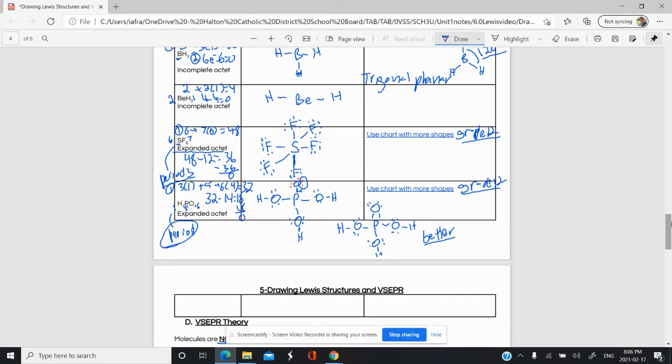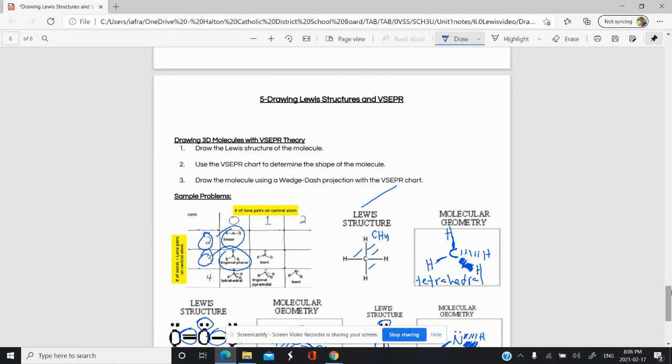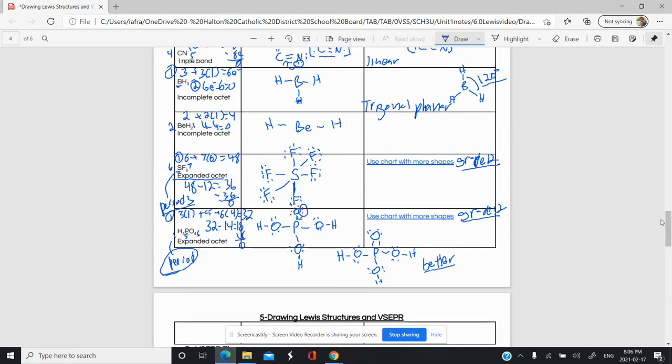And I'm pretty sure you can already start to predict some of these. So here we have 2 regions of electron density with 0 lone pairs. So we're back to a linear. So here we have linear. And then we can just draw it the same way.